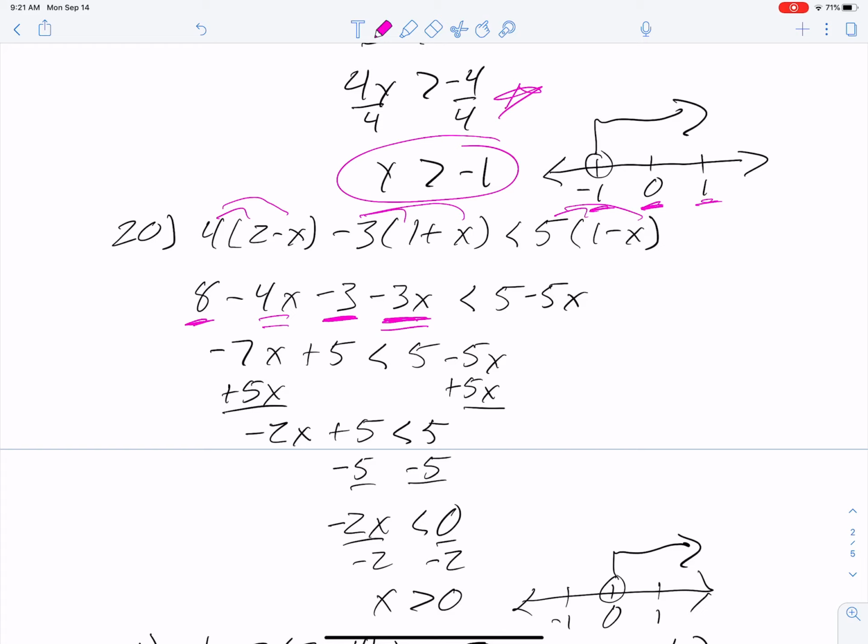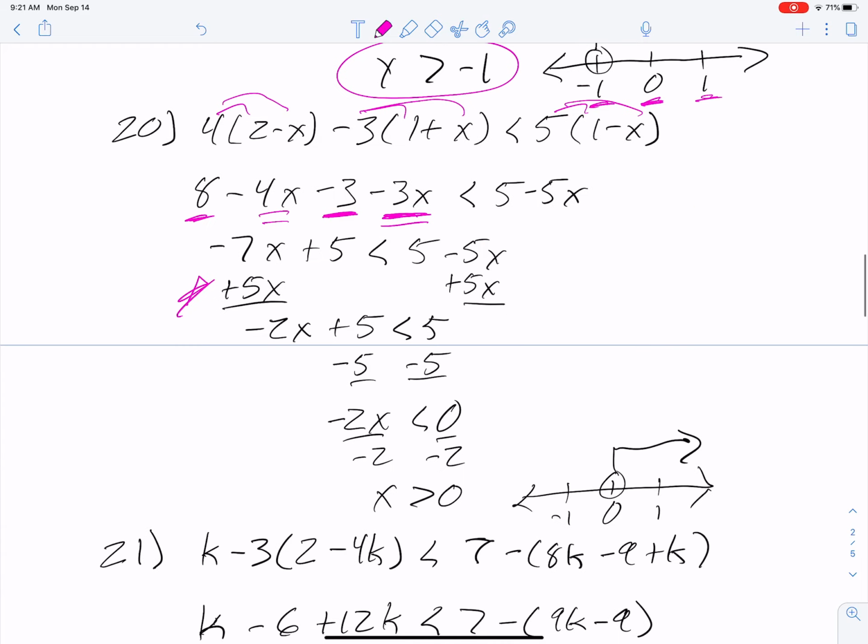Negative 7x plus 5 is less than 5 minus 5x. I add 5x to both sides, subtract 5 from both sides, divide by negative 2. 0 divided by negative 2 is 0, but because I divided by the negative 2, notice I flipped my sign, and I end up with x is greater than 0.